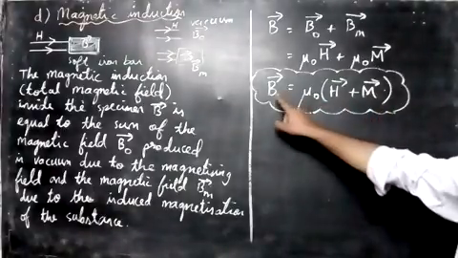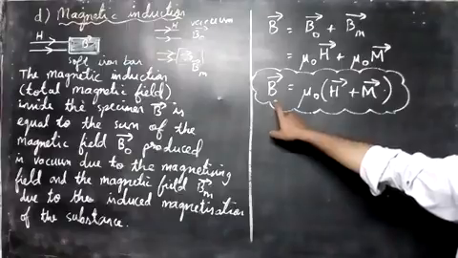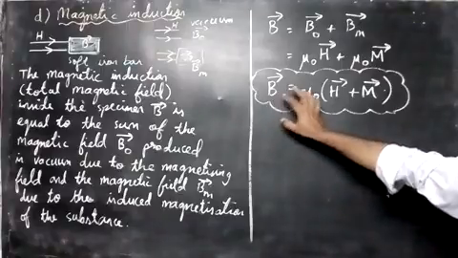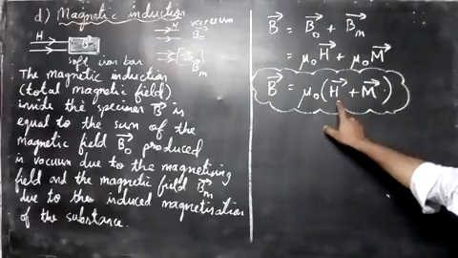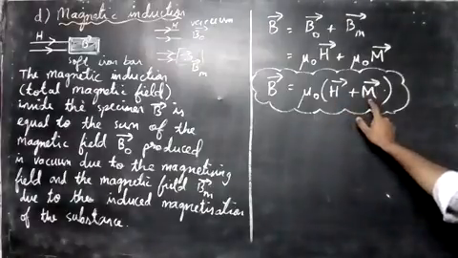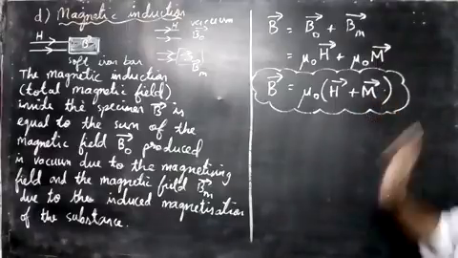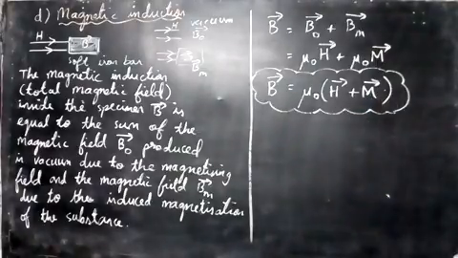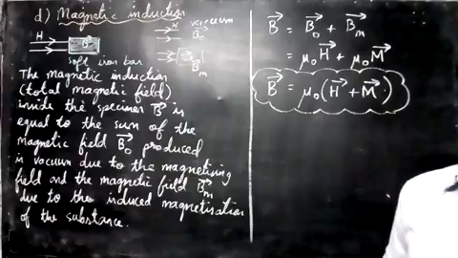So in this, B vector is the total magnetic field, H is the magnetizing field, and M is the intensity of magnetization. These terms you must know. This is a very important equation. Then we'll go to the next concept, that is magnetic susceptibility.